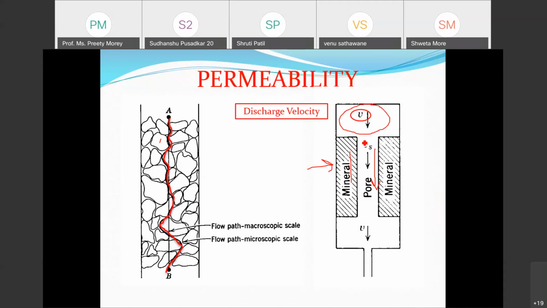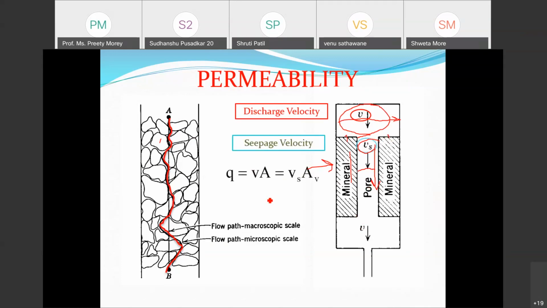Now the velocity for this void: see here the wide area is this much, so the area is different. Now the area is reduced, so definitely velocity will change. The velocity which is passing through only the void is termed the seepage velocity, where I am taking the cross-section area of only the void. This obstruction of the solid particle has been removed. Here I am taking the entire cross-section area. So there are two types of velocity: seepage velocity and discharge velocity.